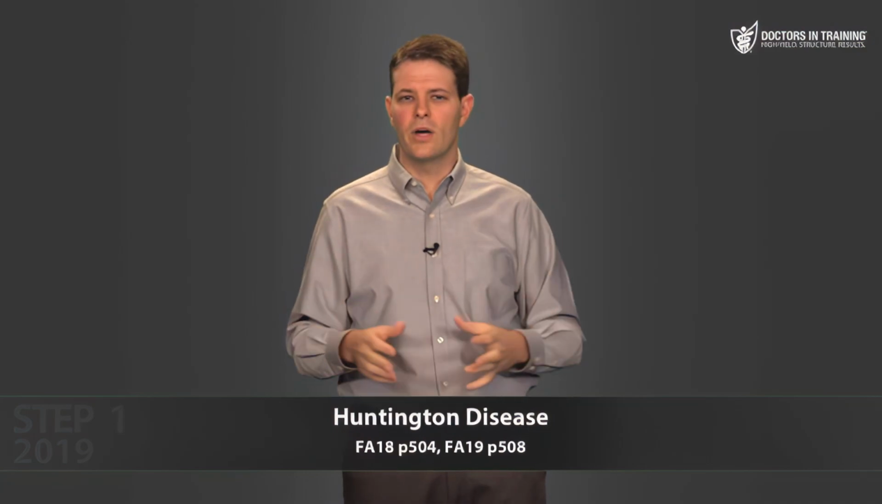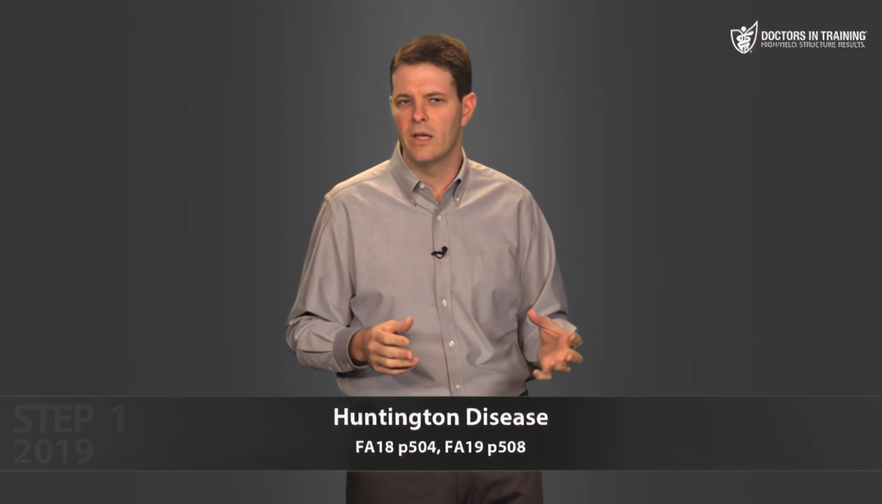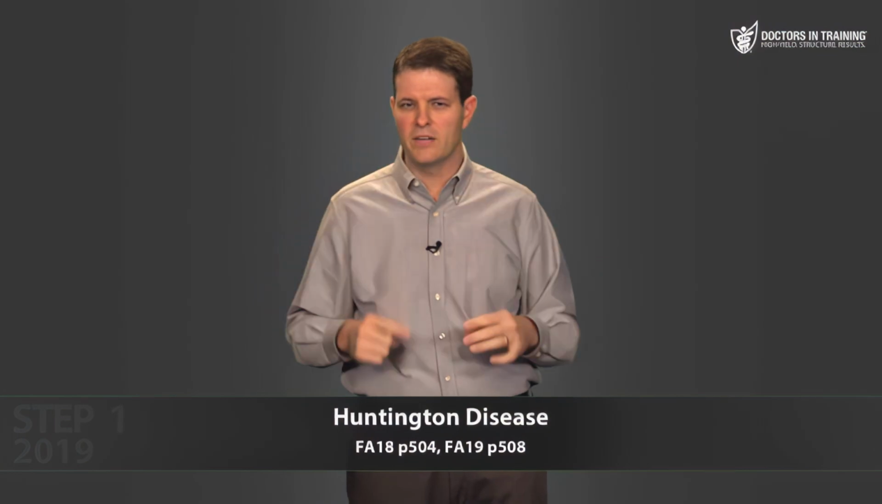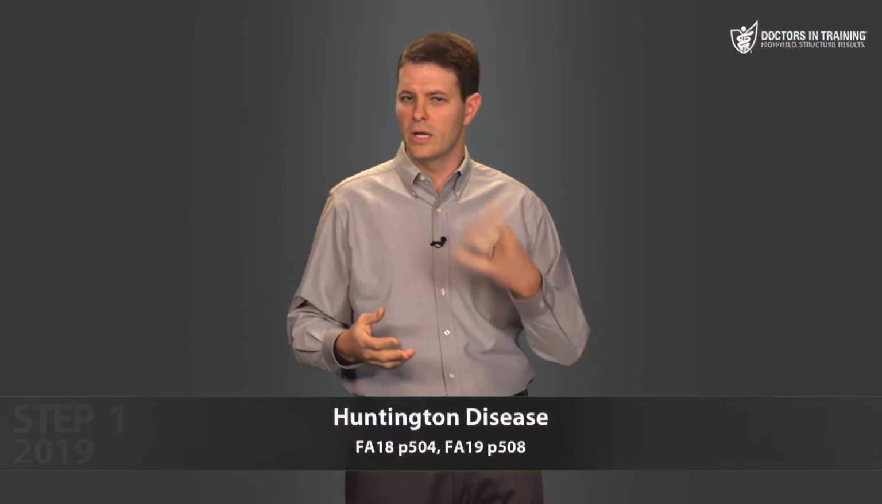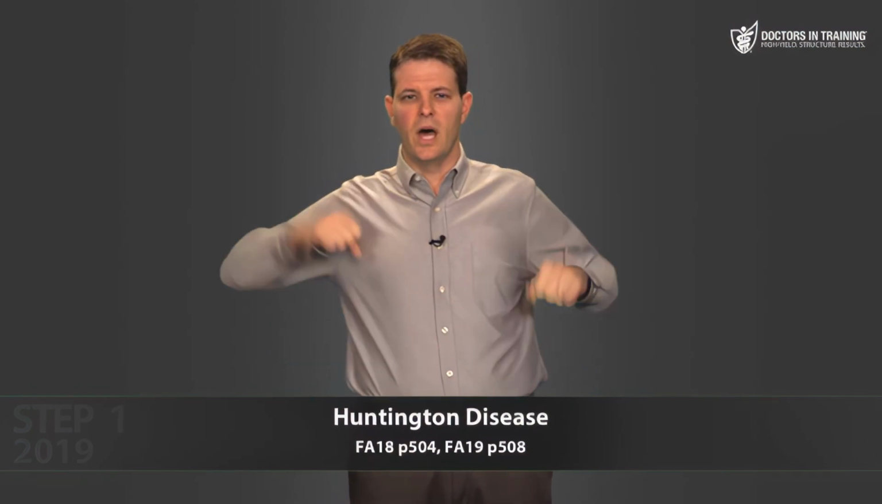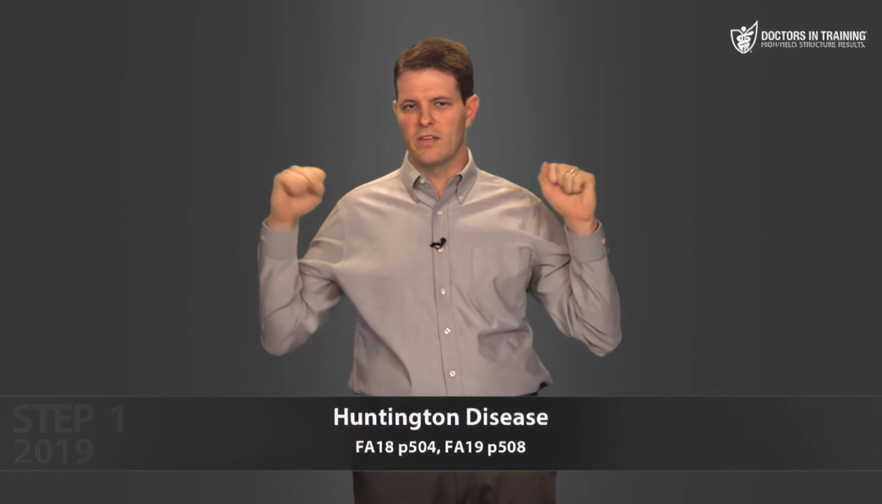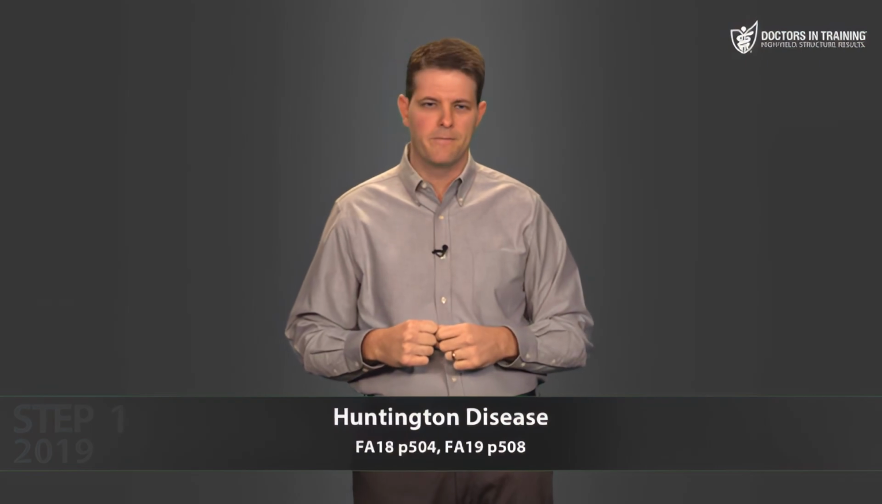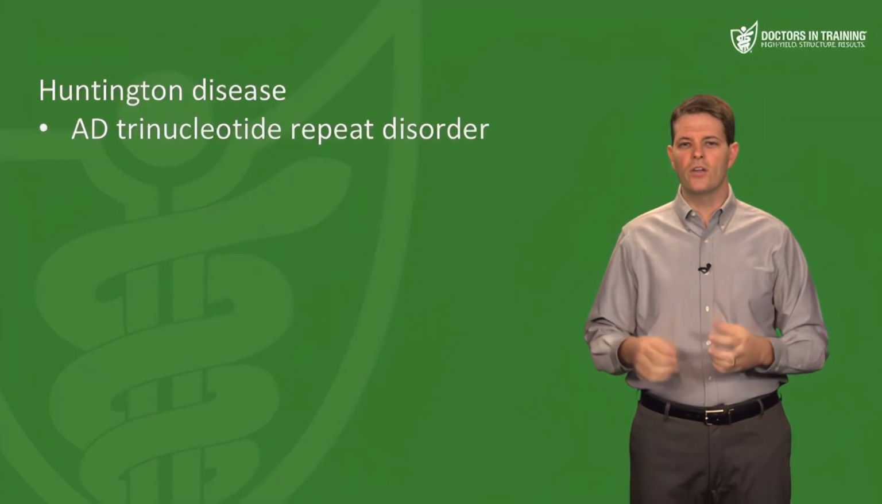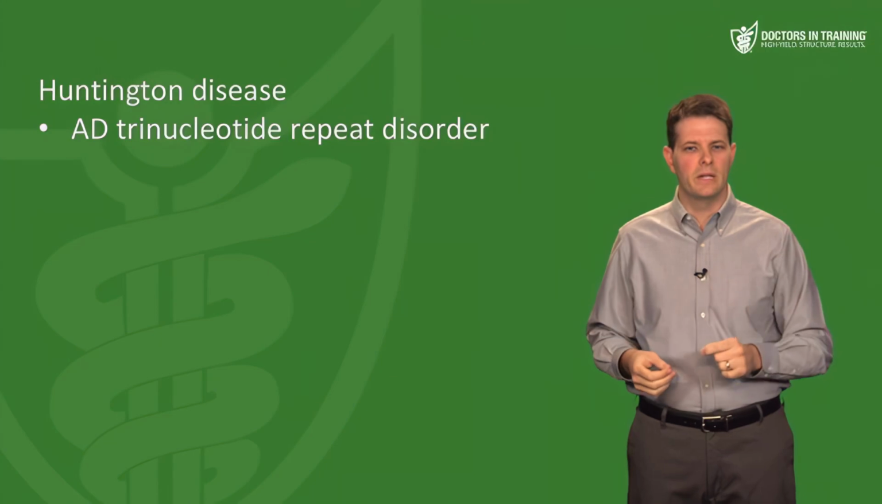Now, the old school name for Huntington's disease was Huntington's chorea. So if you can lock down that phrase in your mind, it's going to help you remember that the movement disorder in Huntington's patients is chorea, those brief, purposeless, non-repetitive movements. So again, it's a disorder of excessive movement. Huntington's disease is an autosomal dominant trinucleotide repeat disorder.